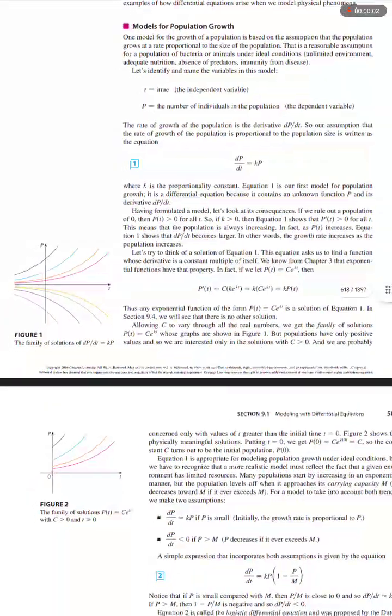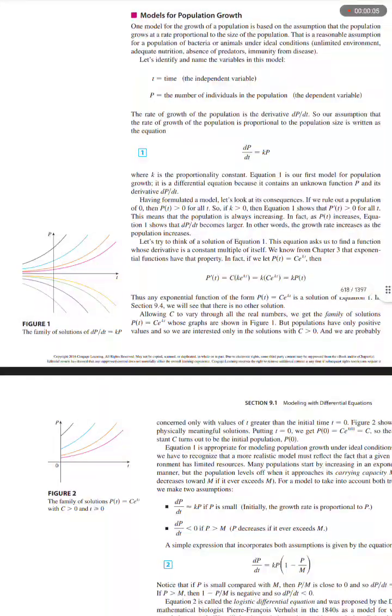Models for population growth. One model for the growth of a population is based on the assumption that the population grows at a rate proportional to the size of the population. That is a reasonable assumption for a population of bacteria or animals under ideal conditions: unlimited environment, adequate nutrition, absence of predators, immunity from disease.